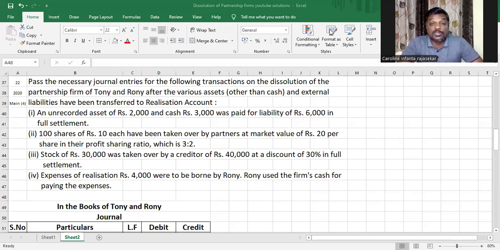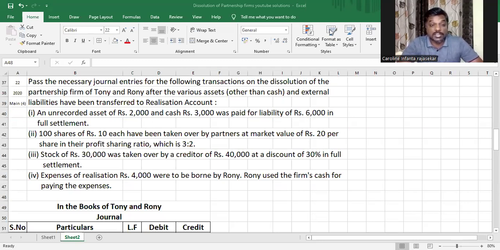We are in the series of videos in which we are solving previous year questions and sample question paper questions from the chapter Dissolution of Partnership. And currently we are solving journal entry based problems. Now we have a question from the 2020 All India attempt, a 4-mark question in which they wanted to pass journal entries for 4 transactions given. Without further ado, let's start solving.